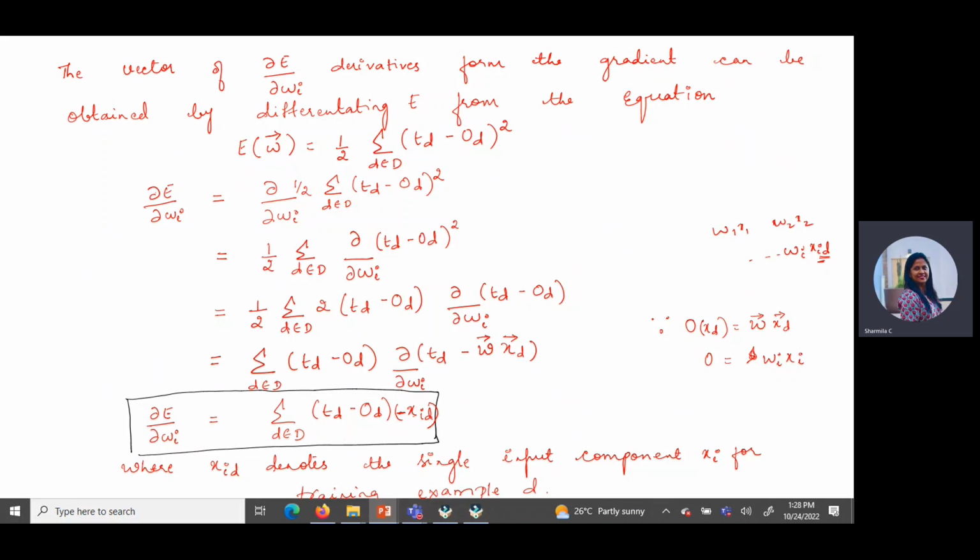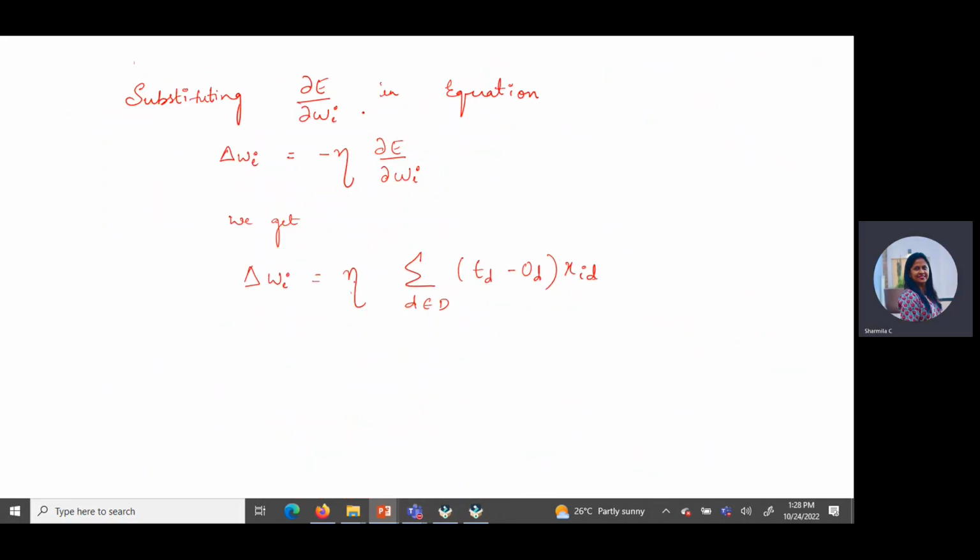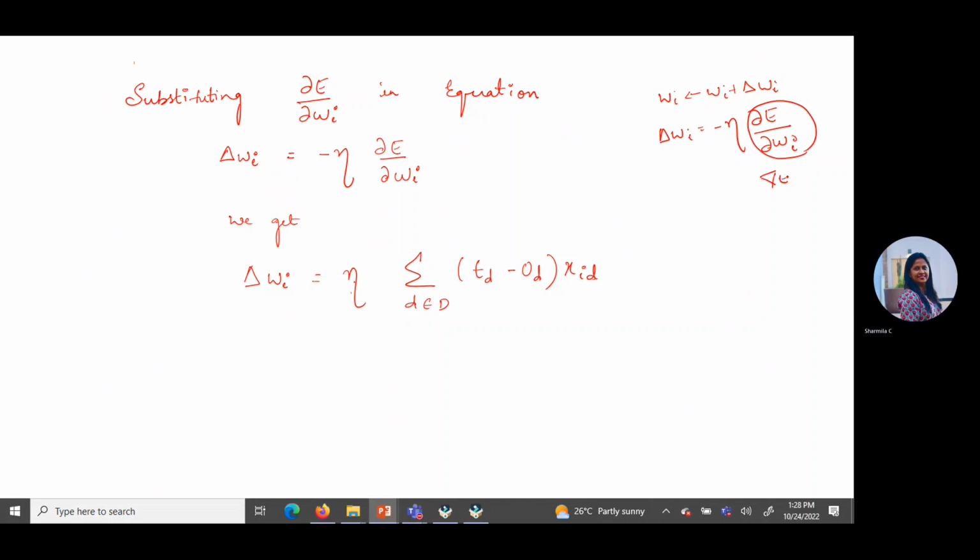Now what we'll do, we'll consider this and substitute this value in this equation. That is, we had Wi plus delta Wi, where this delta Wi equals negative of the learning rate times the derivative of the error function with respect to the weight Wi. So we got the value for this. This is nothing but the derivative of the error function for the weight vector. When you substitute this value, we got the sum over d belongs to D of (td minus od) times xid. This is called the delta rule for learning the perceptron.